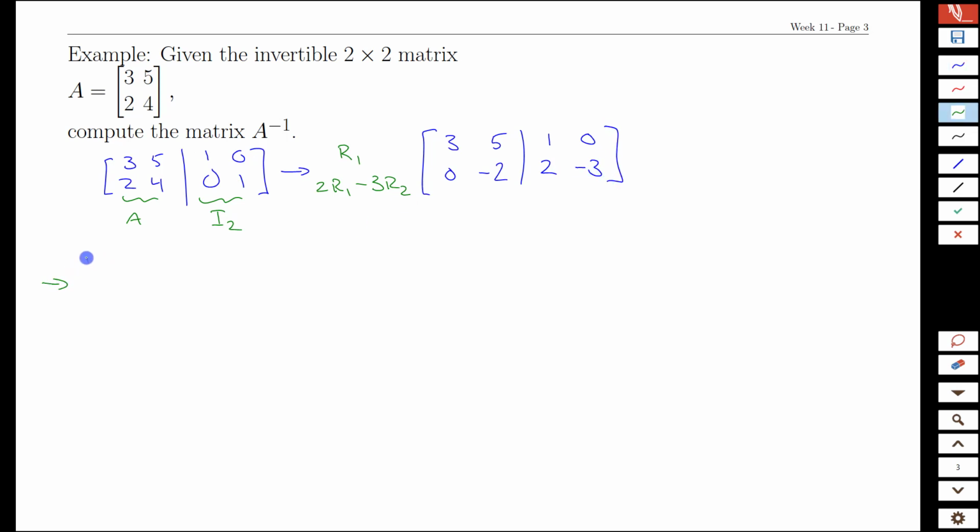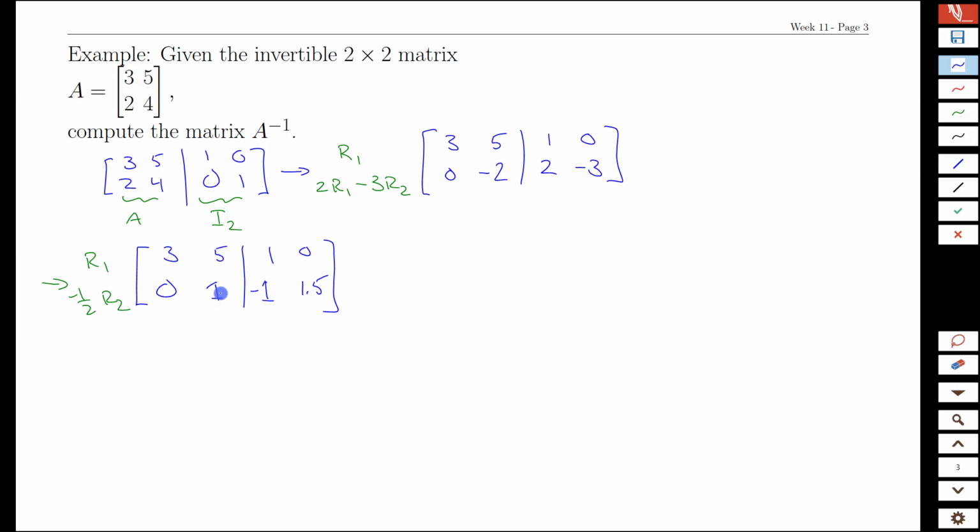Moving on, let's take row 1 as is again. So we'll keep it 3, 5, 1, 0. Then this row, we need a 1 here, so we're going to divide by negative 2. So we'll take negative 1/2 of row 2. So negative half of that is 1, that's the whole point. Flip the sign, divide by 2 is 1, negative 1. And this one is positive 1.5. I'll use decimals. You can use fractions if you prefer. All right, and that gives us the last row now in the identity matrix form on the left-hand side, which is perfect.